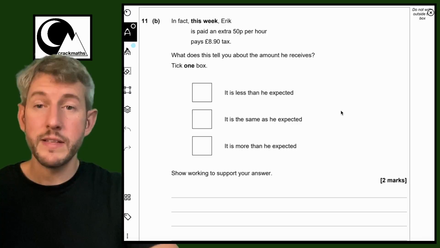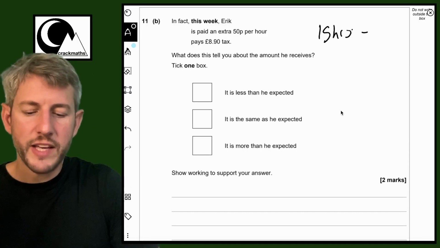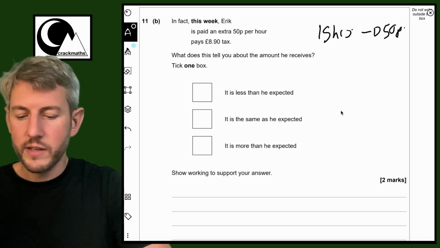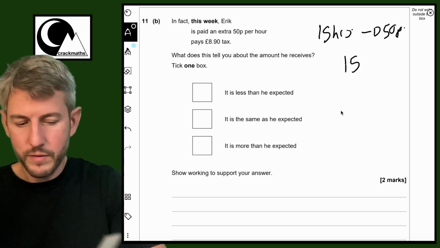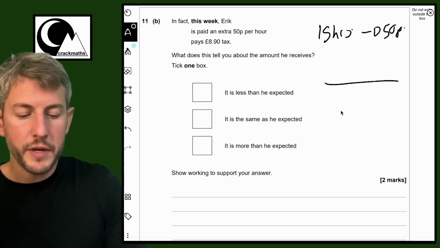So what we have to do is he worked 15 hours and he got an extra 50p per hour. So 1 second. So we've got to do 50 times 15. So let's do 15 times 5. Well, actually, let's just do 50 times 15. I'm going to use the lattice method.